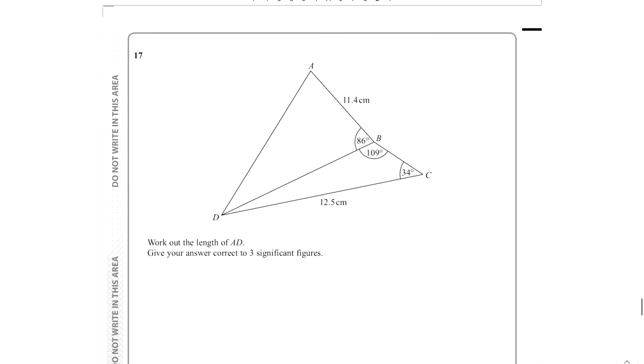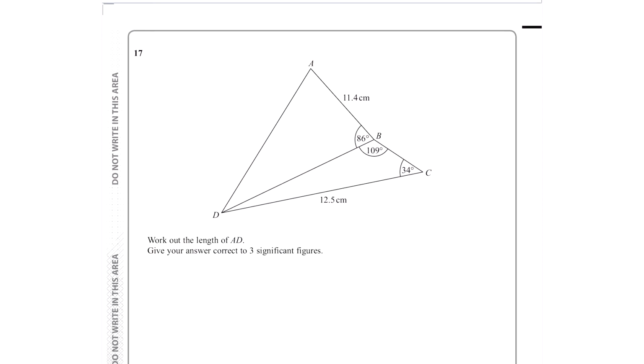So moving on to question 17, work out the length AD. Give your answer correct to 3 significant figures. Okay, if I'm looking at the upper triangle ABC, I've only got an angle and a side, so there's not much I can do at the minute. So you want to start thinking about side, angle, side, and side, side, side. So you hold sine and cosine rule when it comes to questions like this.